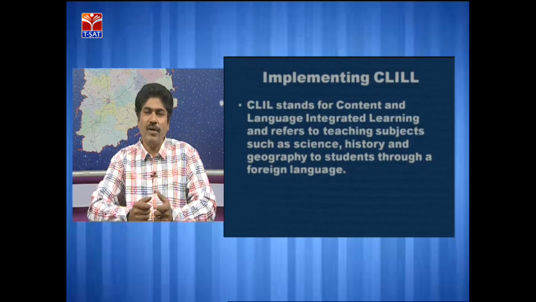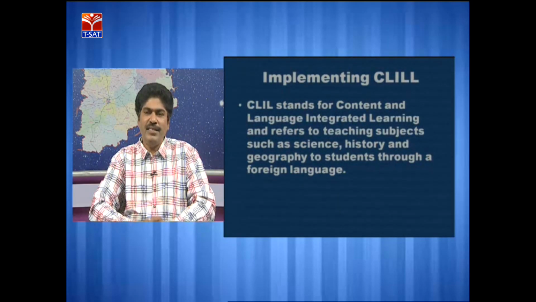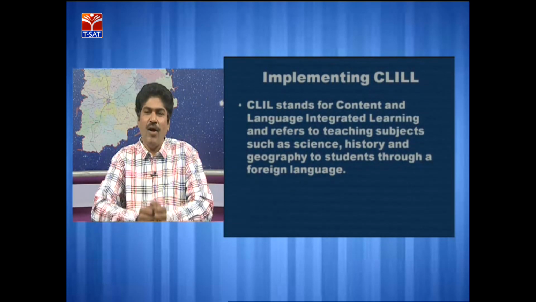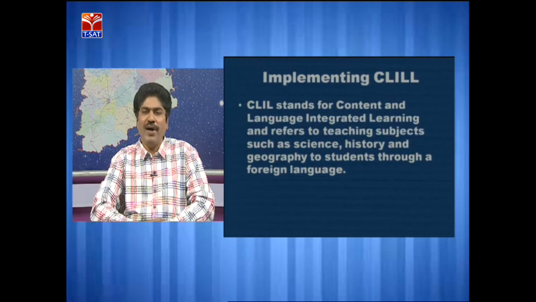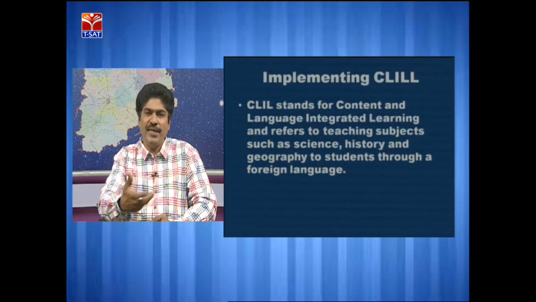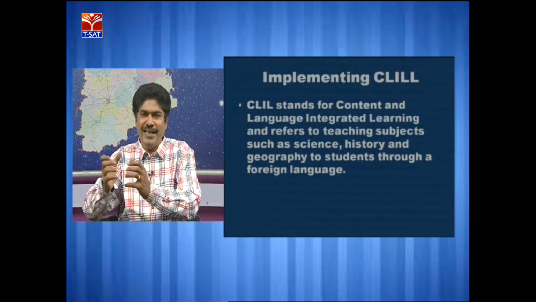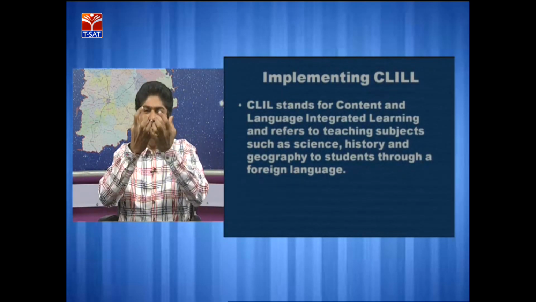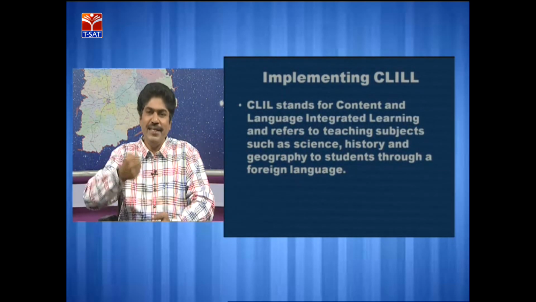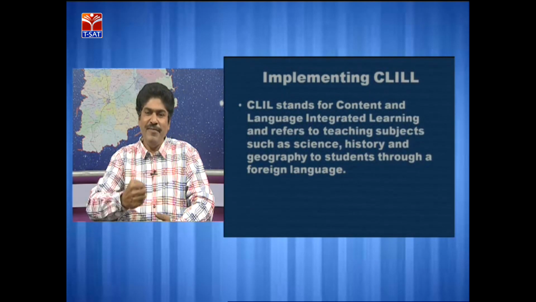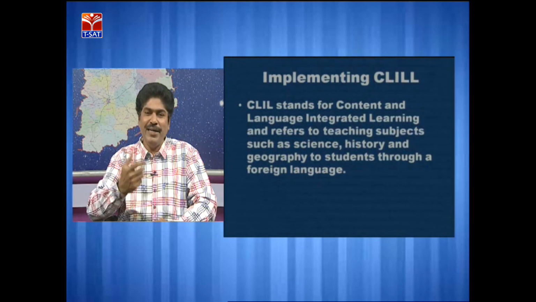And here we implement one concept, we call it CLIL, C-L-I-L. That means CLIL stands for Content and Language Integrated Learning, and refers to teaching subjects such as science, history and geography to students through a foreign language. Because we are implementing English medium instruction, we are implementing CLIL in our schools. We are teaching content, we are teaching English. We integrate both together and grow children. After completion of their course, they attain wonderful language competencies and wonderful subject competency. Hence, they grow well and they can live anywhere in this world.